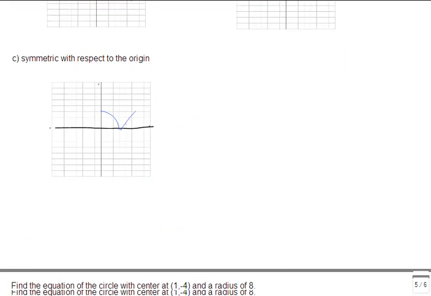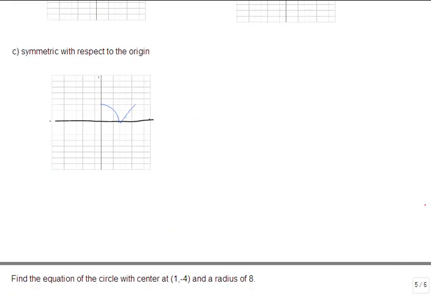Okay, now for origin symmetry. Remember, origin symmetry swaps the x's and the y's. So if this point right here is at 0, 3, when I swap 0 with its opposite, that stays 0. And when I swap y with its opposite, it becomes negative 3. So this point is actually going to stay at 0 for x, but it's going to now be down at negative 3 for y.